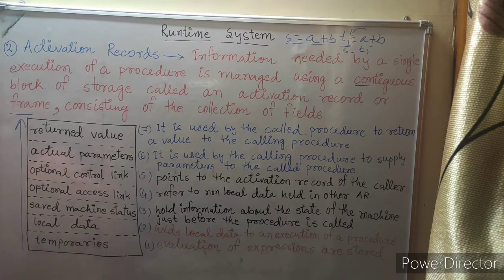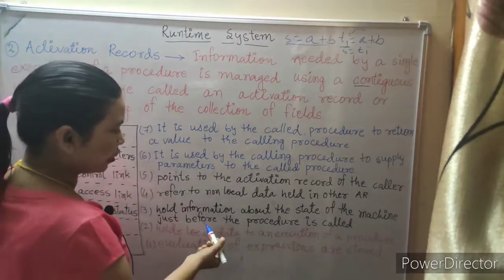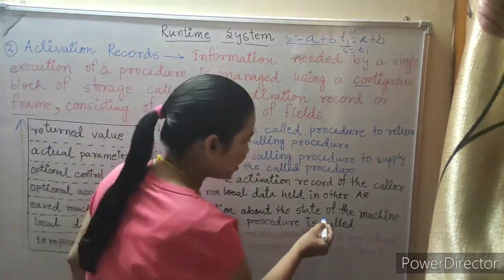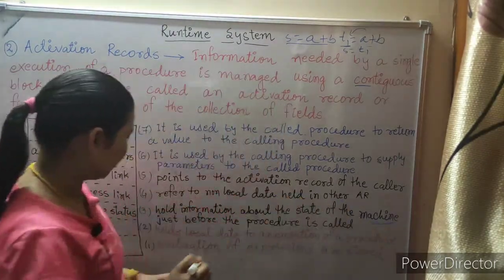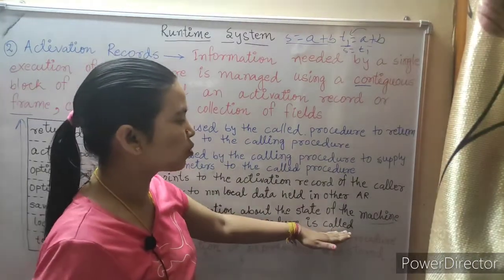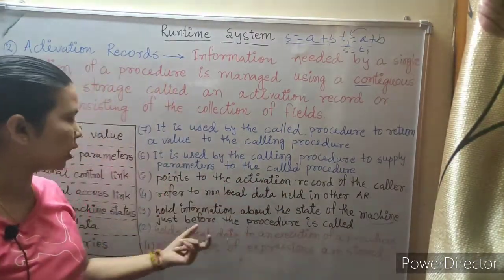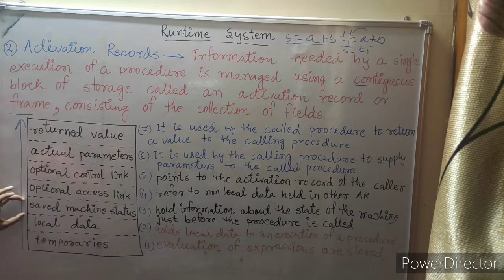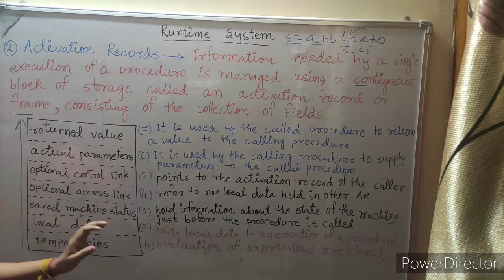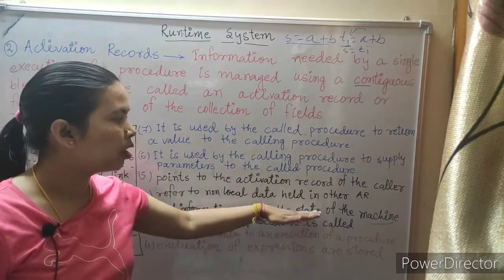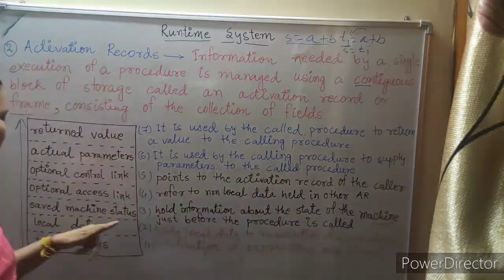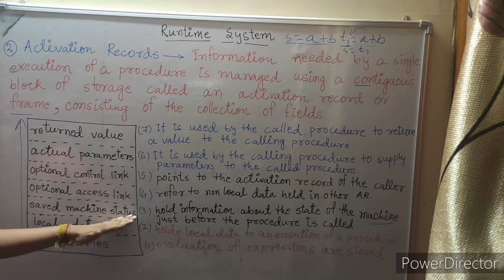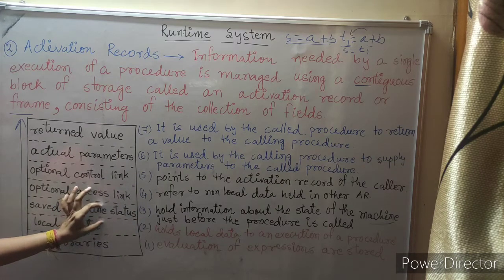Now saved machine status. Saved machine status holds the information about the state of the machine just before the procedure is called. That means before the procedure call, we save the information about the state of the machine. This will be stored in the saved machine status before the procedure call.